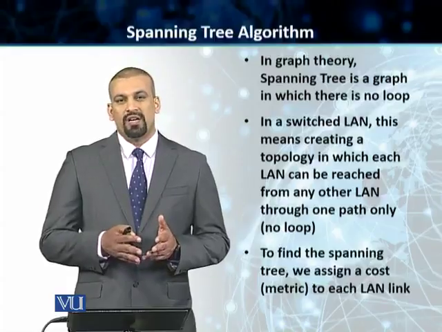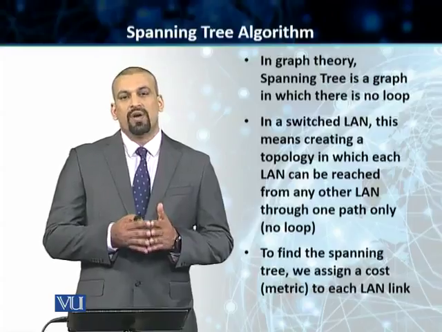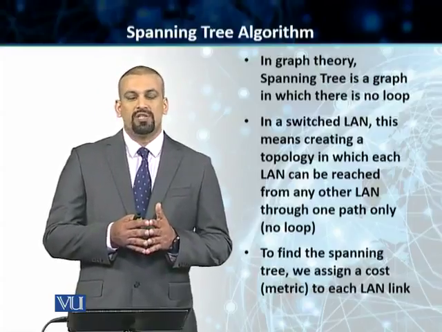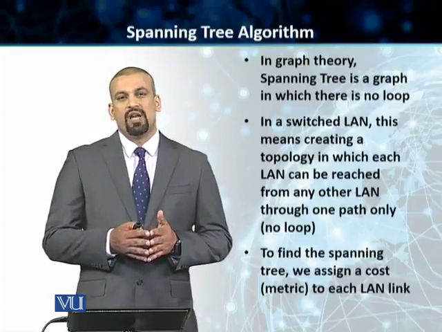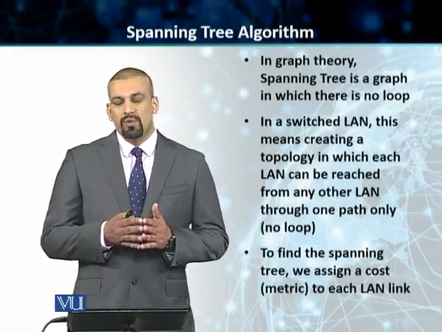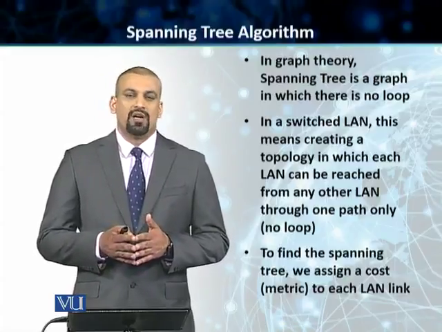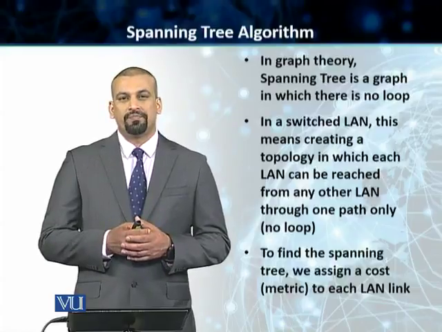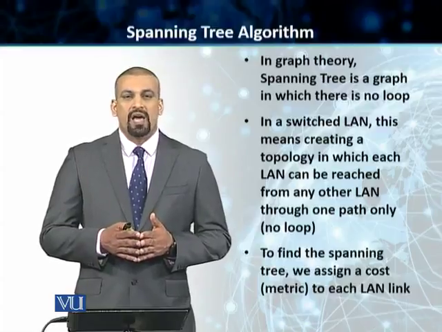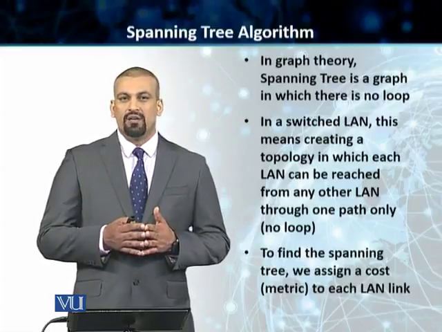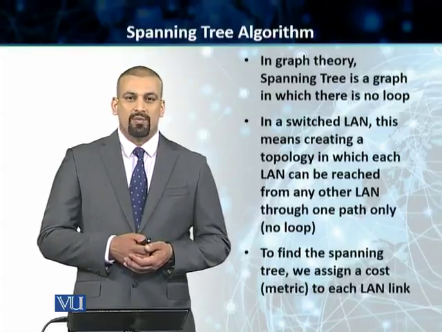So although you have got redundancy, your physical topology will have redundant switches, but you actually create a logical topology using the spanning tree algorithm, and in that logical topology you will have only one path available from one local area network to the other local area network. So there will be no loops. Students, we accomplish this by allocating a particular cost vector or particular cost to every single link that we have in our network.